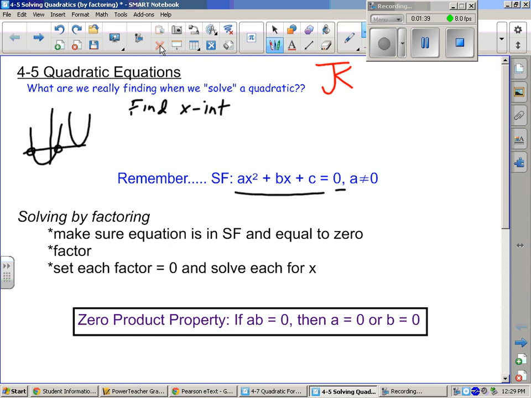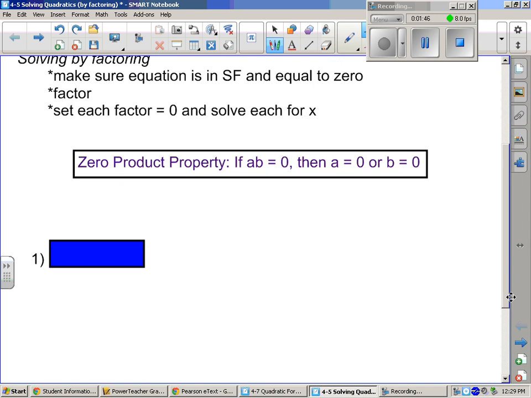So, the zero product property. This is kind of our rule that we're going to have to follow. And it says that if a times b equals 0, then either a equals 0 or b equals 0, or both. So that's what we're going to do when we solve these.